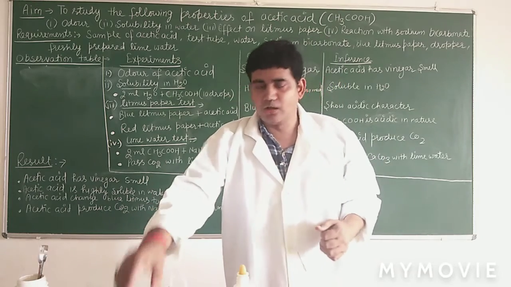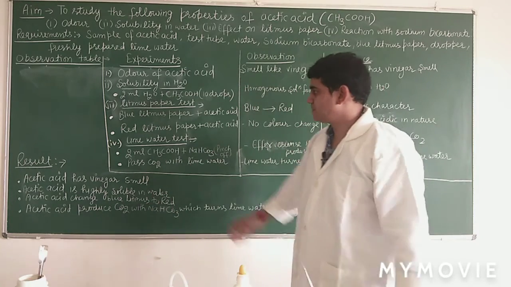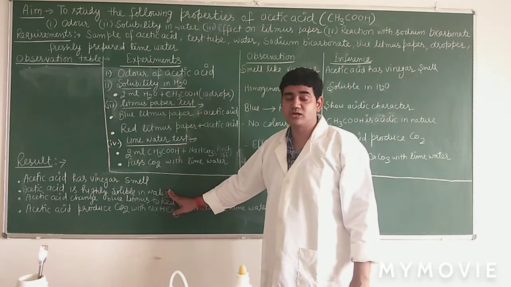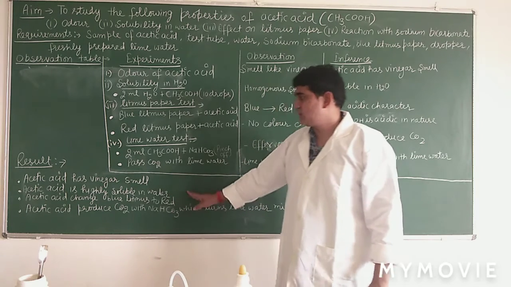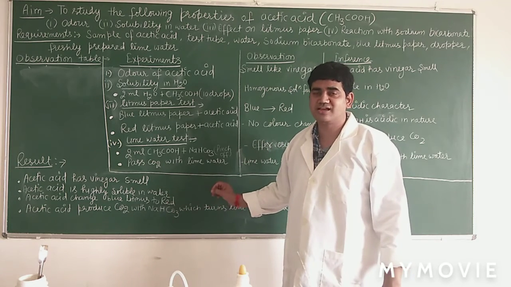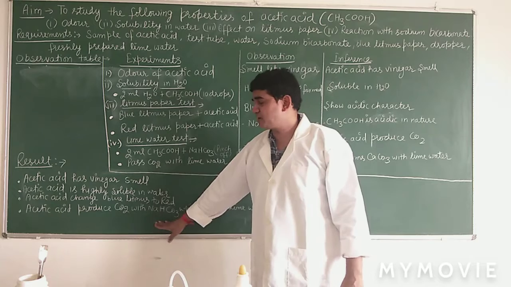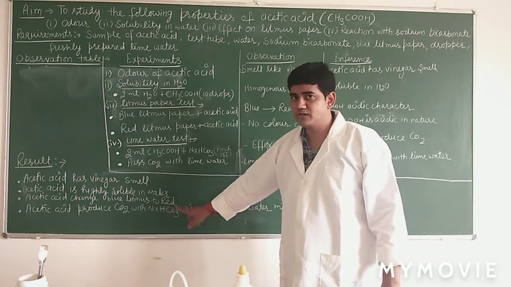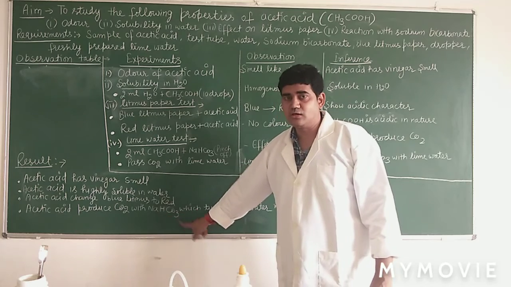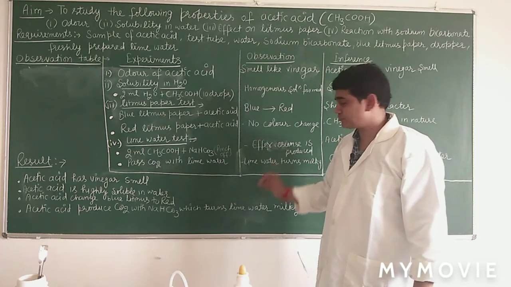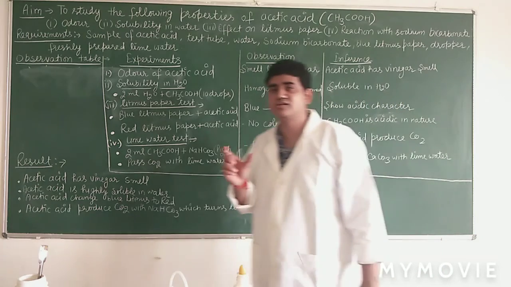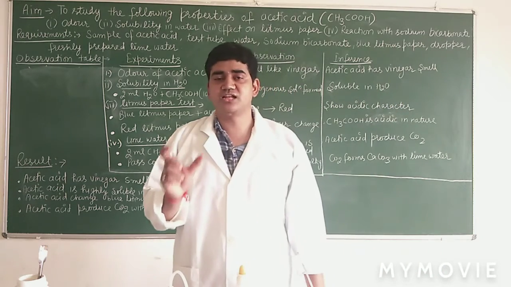Fine. So the results and the conclusions are: acetic acid has a vinegar smell, first of all. Second, it is highly soluble. It forms a homogeneous mixture. That means it is highly soluble in water. Third, it turns blue litmus to red. That shows that it is acidic in nature. And finally, the best experiment for analyzing acetic acid is that it produces CO2 with sodium bicarbonate, NaHCO3, which when passed through lime water turns lime water milky. Lime water, always remember, is a clear solution of calcium hydroxide.